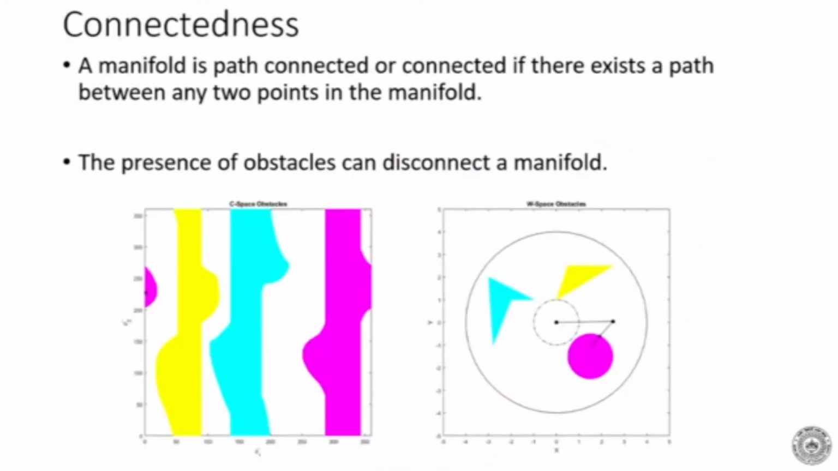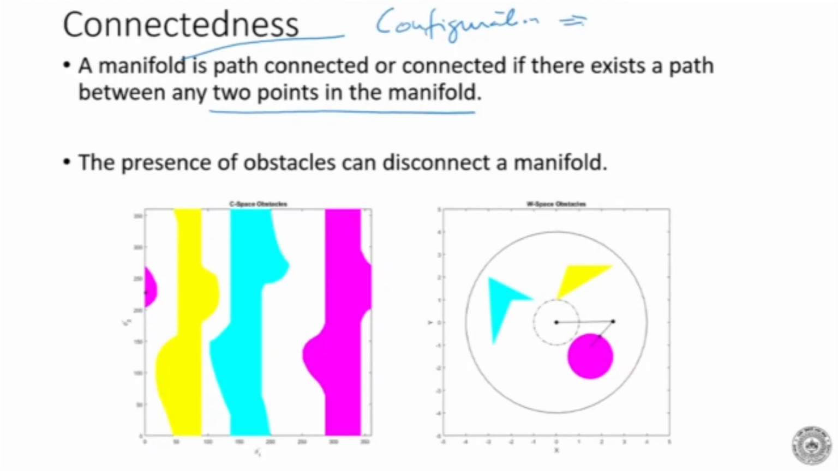Now, connectedness is something that we have to be very careful about here. So a manifold is path connected or connected if there exists a path between any 2 points in the manifold. What is a manifold? Manifold, just remember, is a configuration space.